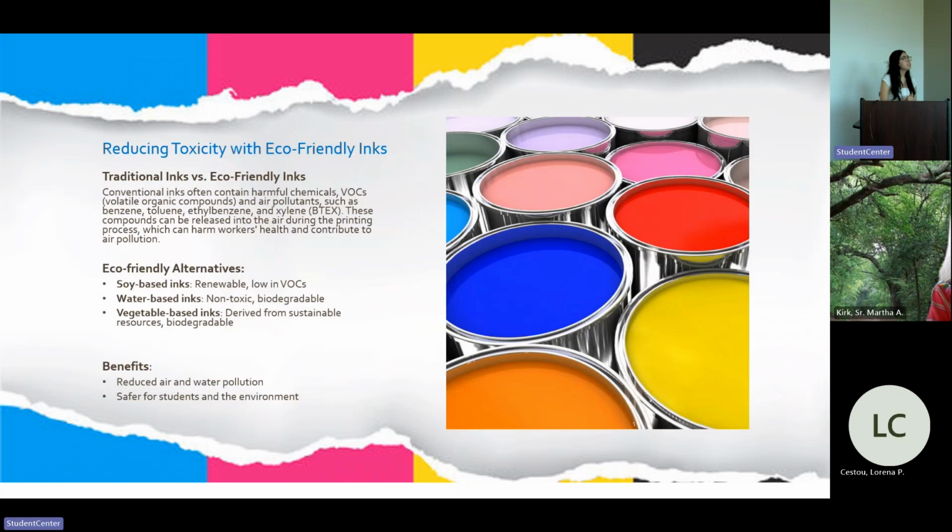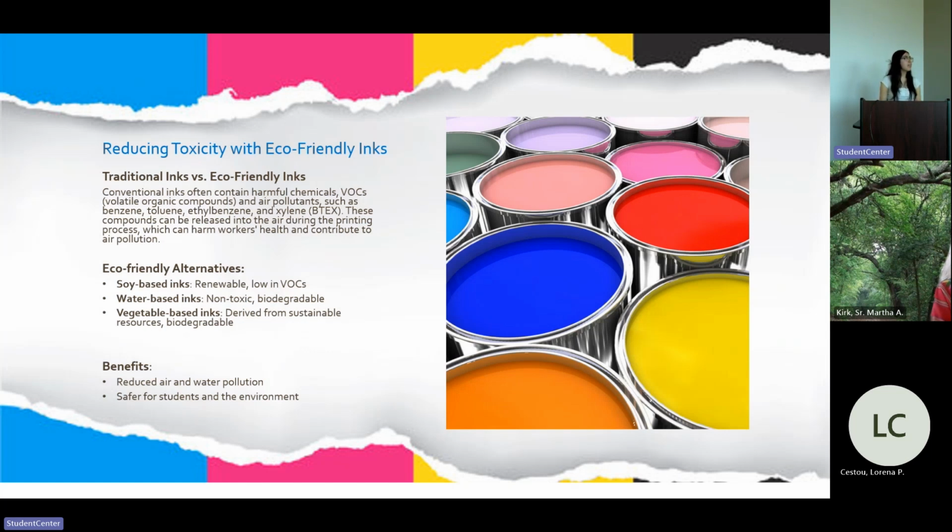These compounds can be released into the air during the printing process, which can harm not just workers who are in the offices for printing, but also the students, and contribute to air pollution. Some eco-friendly alternatives would be possibly going into soy-based inks. The benefits of using soy-based inks are that they are renewable and that they are low in VOCs. And there are also water-based inks, which are non-toxic and biodegradable.